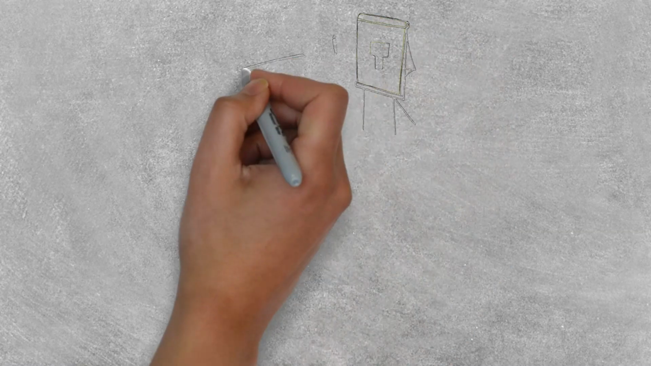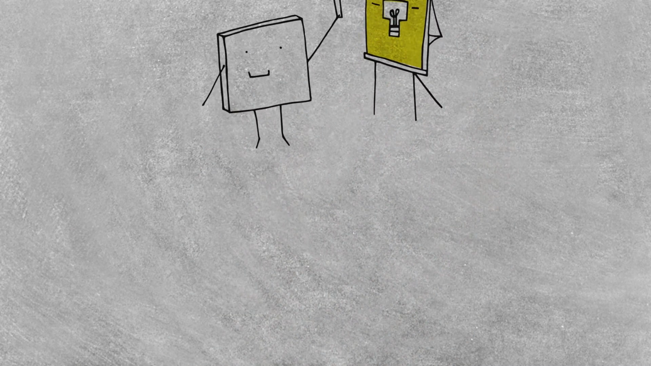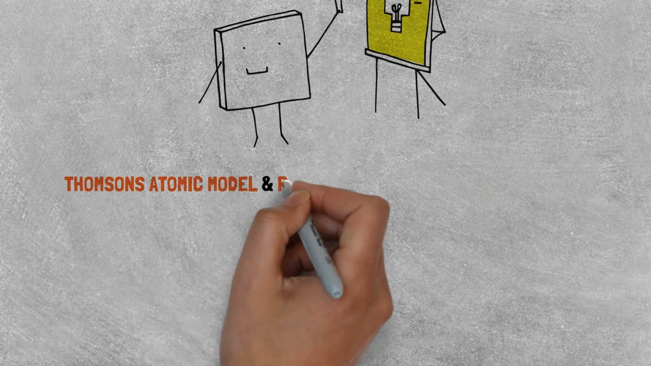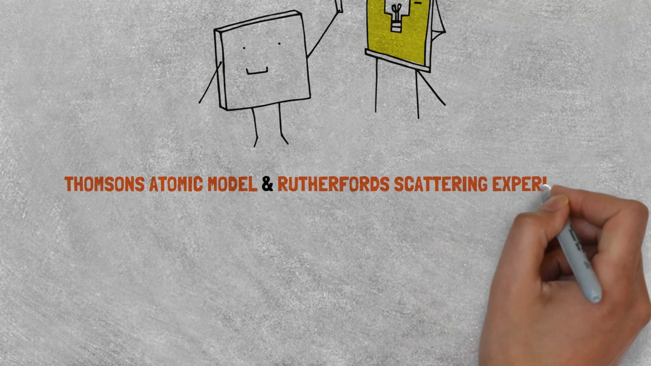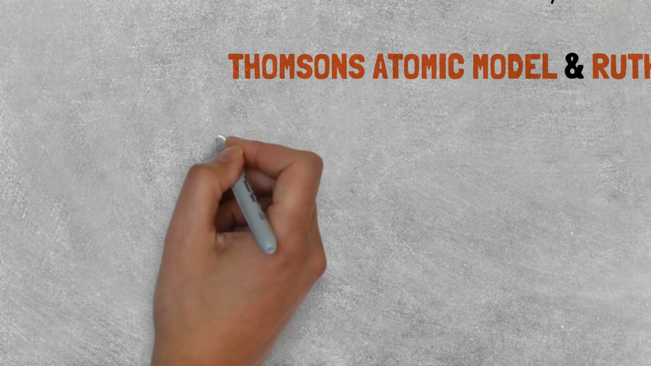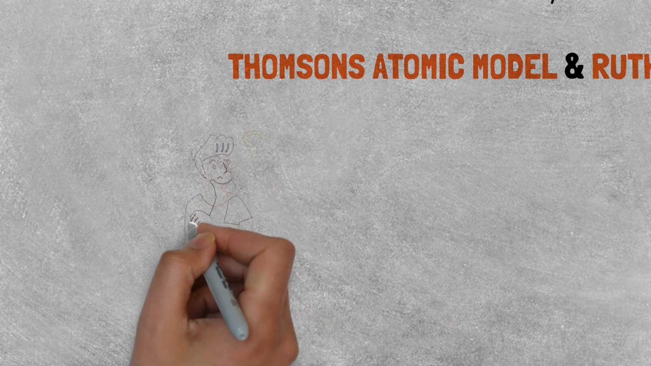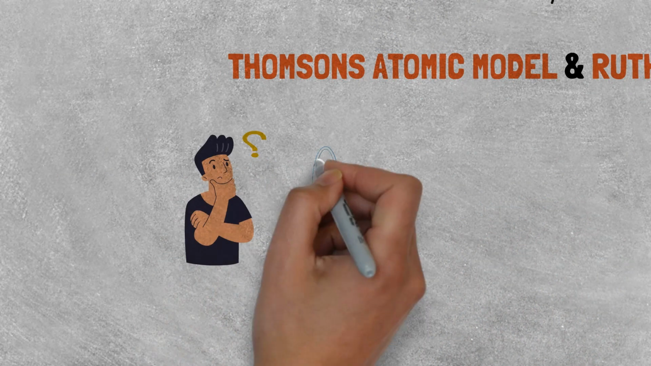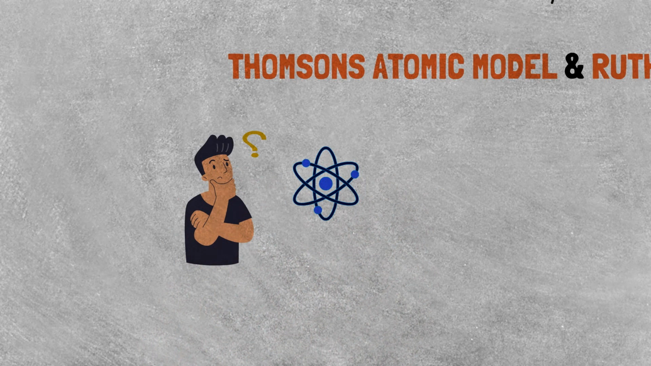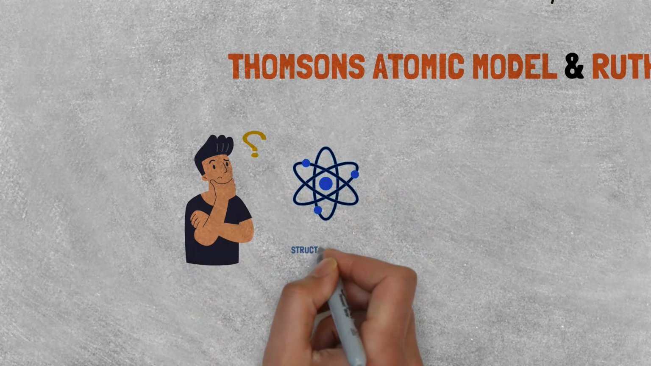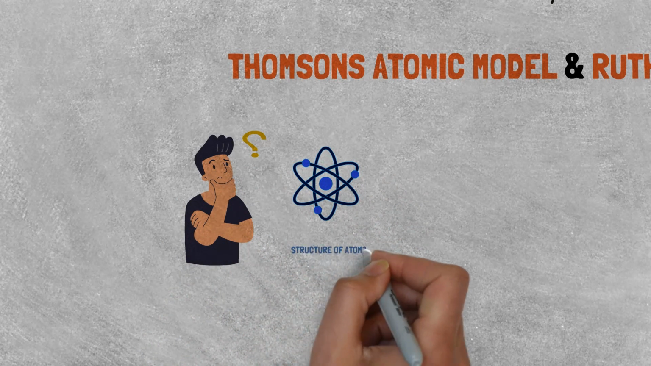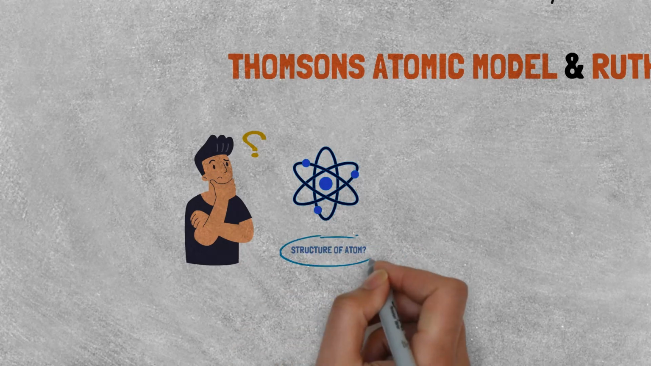Hello dear curious students. Today we will learn about Thomson's model of atom and Rutherford's scattering experiment. After the discoveries of subatomic particles, that is electron and proton, scientists were curious to know how these charged particles are distributed in an atom.